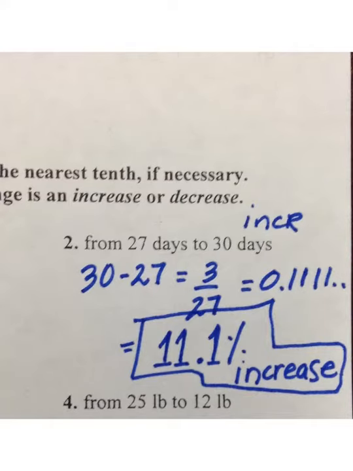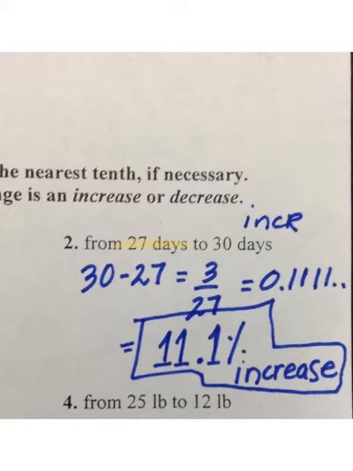So I started by looking that 27 to 30 is an increase. So first I found the amount of change. 30 minus 27 is 3 days. And you want to put it over the original amount. It was 27, listed first. When I divided, I got 1/10 repeating.